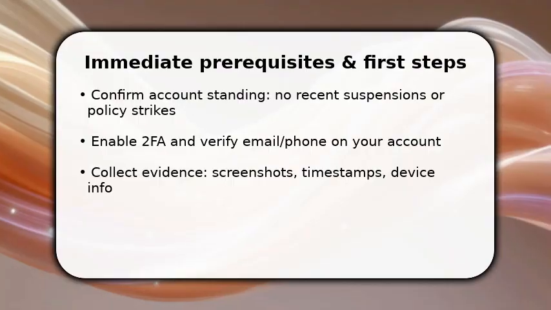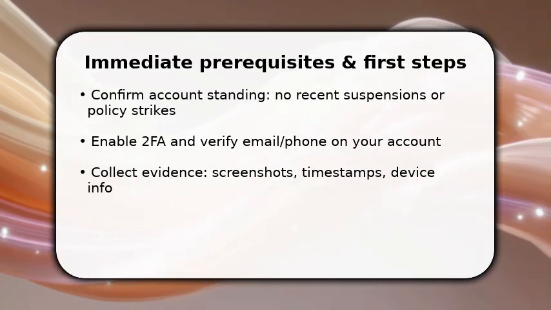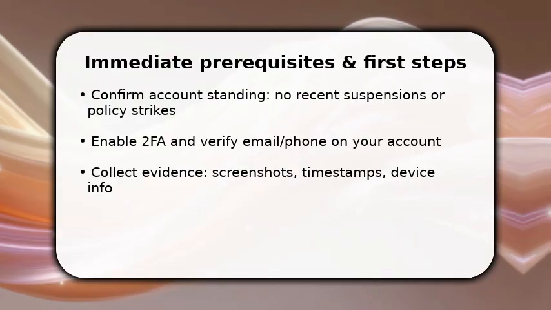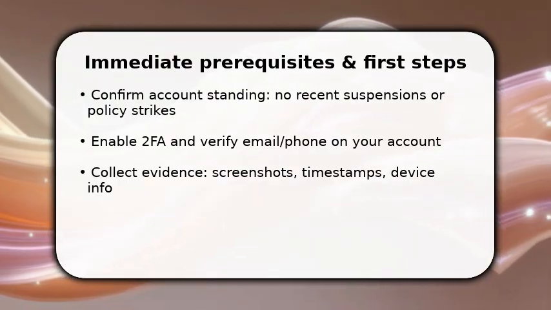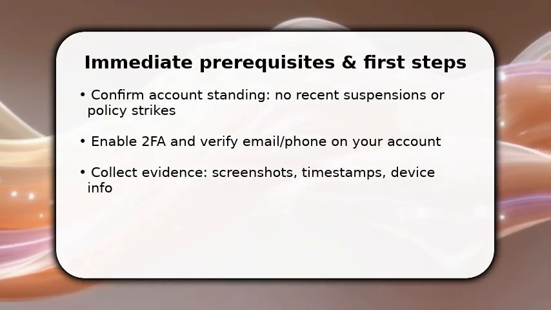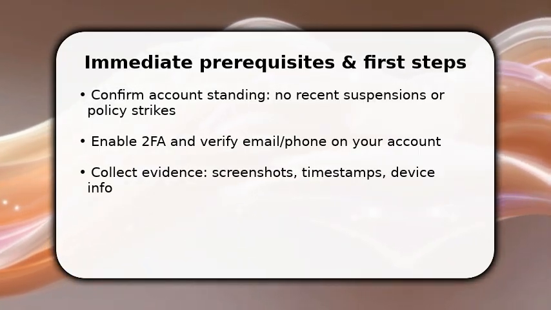Enjoy the video. You start by checking account status and essential security. Enable 2FA and confirm your email and phone. Once done, document the issue with screenshots and timestamps so you can prove search suggestions are missing. Make sure you note devices, app version, and region. This information speeds up escalation.